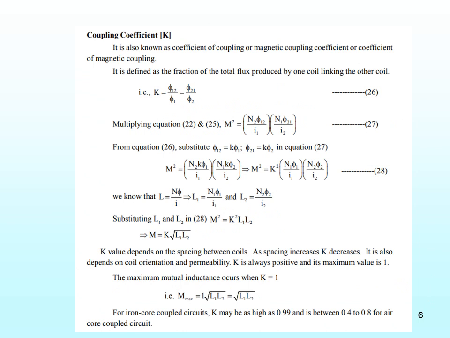The coefficient of coupling is defined as the fraction of total flux produced by one coil that links with the other coil. So K equals phi 12 by phi 1 equals phi 21 by phi 2. Substituting phi 12 by phi 1 and phi 21 by phi 2, we get M squared equals N2 phi 12 by I1 into N1 phi 21 by I2, and also L equals N phi by I. So M squared equals K squared L1 into L2. Therefore M equals K into root of L1 L2.